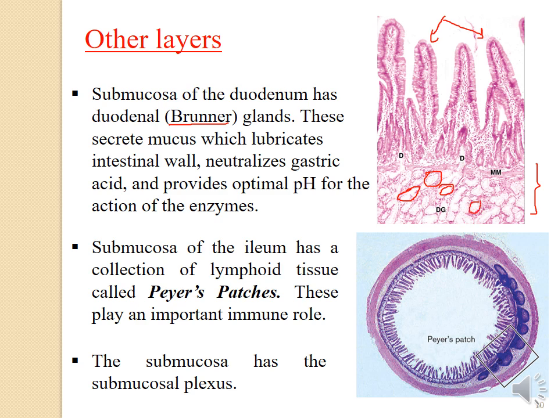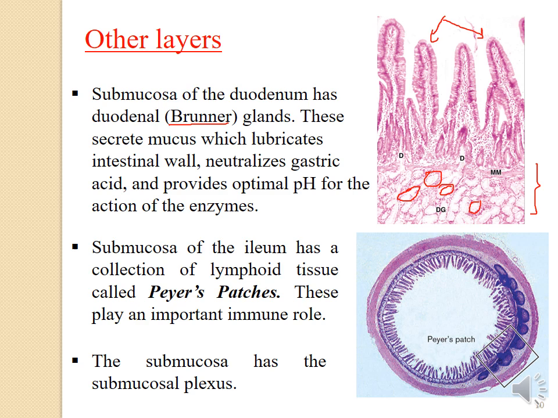Now, this is why we said that goblet cells in the epithelium are fewer in the duodenum, because we have numerous mucus-secreting Brunner glands in the submucosa of the duodenum. But we also said that goblet cells are more numerous in the ileum.